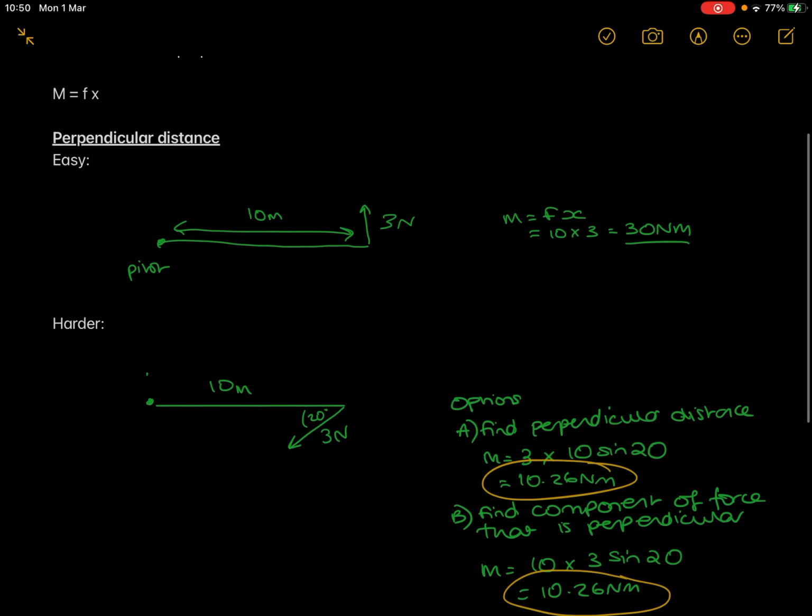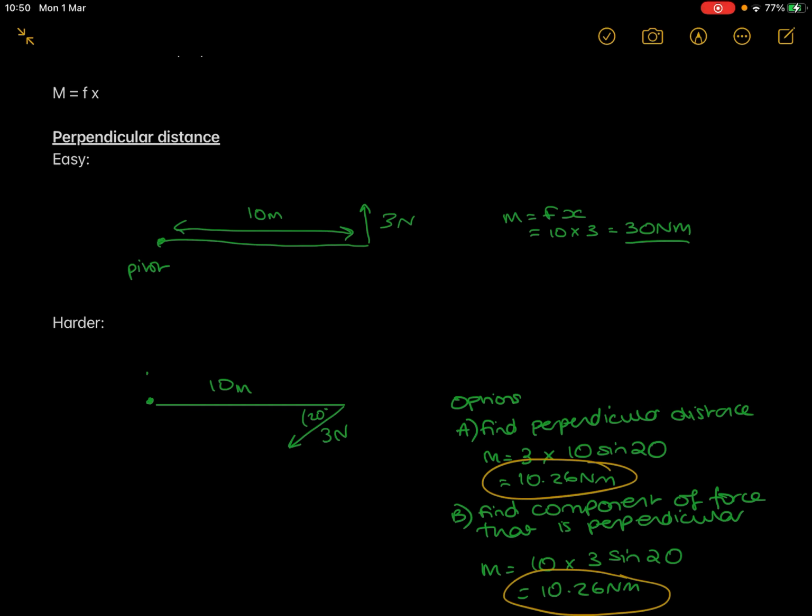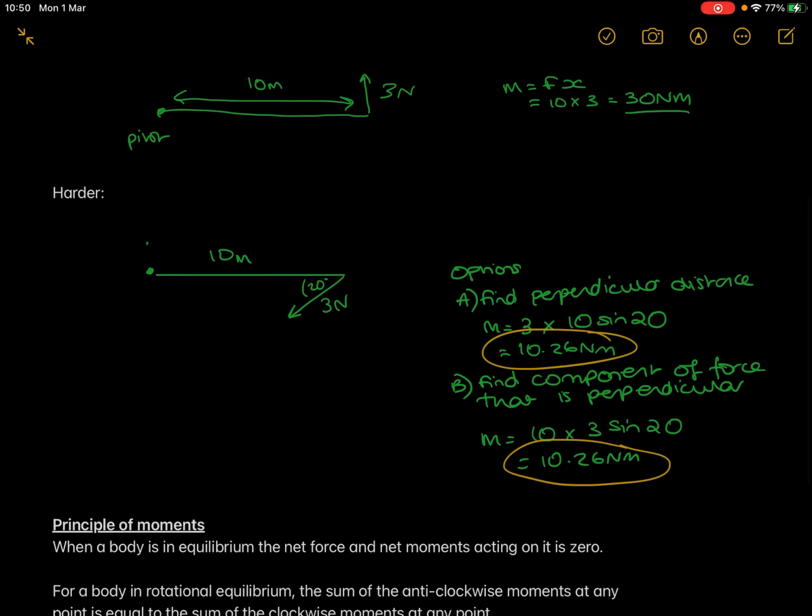So I've given two examples here, finding the perpendicular distance. The top one is the most simple type of moment question you'll see. You've got a nice distance, a nice force at right angles. You can work out the moment, 10 times 3, 30 Newton meters. However, underneath I've written another example, but this time that force is at an angle of 20 degrees. So you have two options here. In order to calculate the moment, you need the perpendicular distance.